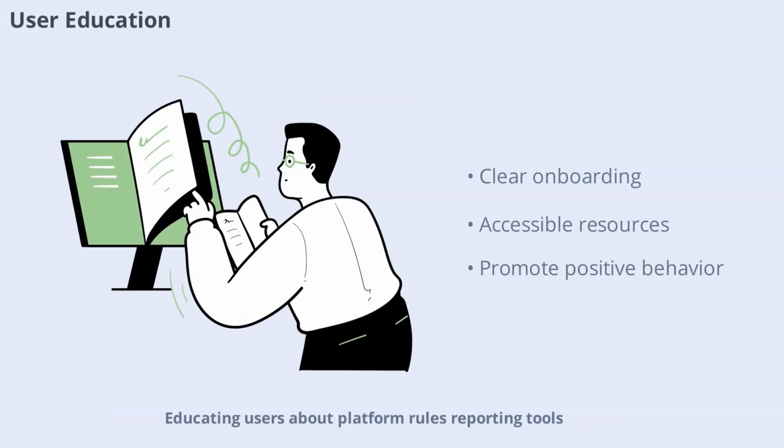Educating users about platform rules, reporting tools, and online safety empowers them to contribute positively. Clear onboarding, regular reminders, and accessible resources help users understand their role in maintaining a healthy digital space. Informed users are more likely to follow guidelines and report violations.